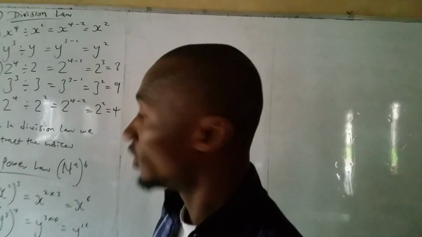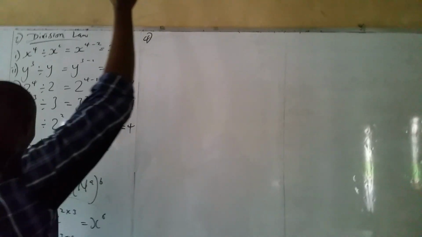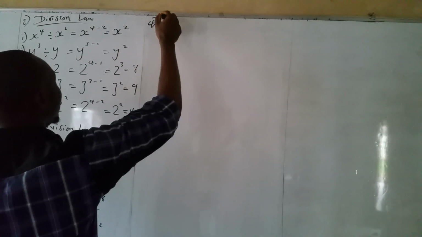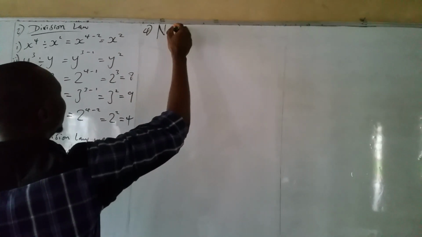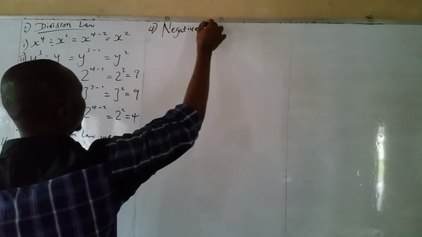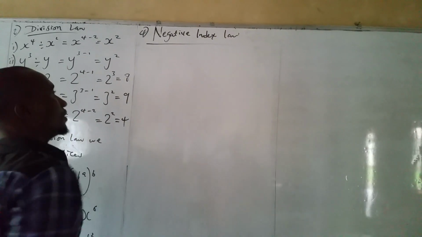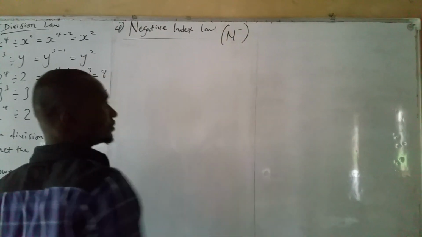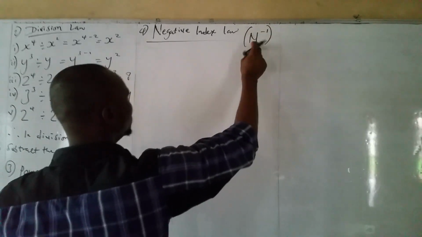So now, rule 4. The fourth law. In the fourth law, we have what? Negative index law. Negative what? Index law. In this law, use this to remember this. Any raised to power minus. Are you there? Raised to power minus what? 1. Use this symbol to remember this law.